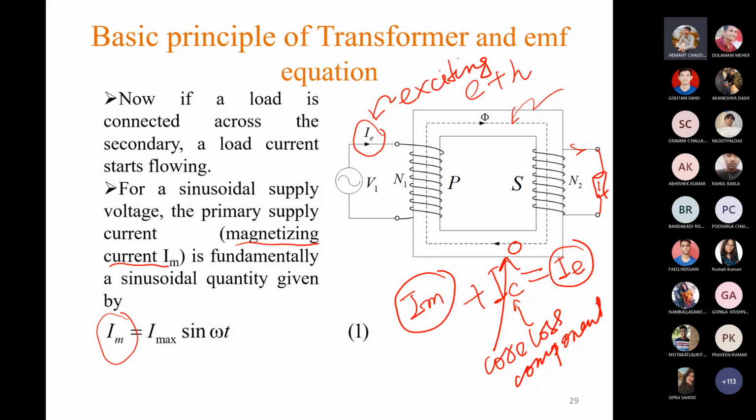So when there is no load connected across the secondary, the transformer primary current is only the exciting current IE, and IE is the phasor sum of IC and IM. IC is the core loss component, IM is the magnetizing component. The core loss component is responsible for the core losses inside the core. IM is responsible for the production of magnetic flux. So for the time being, we are considering that this transformer has no core losses, therefore IC equals 0, therefore IE equals IM, that is the magnetizing current only.